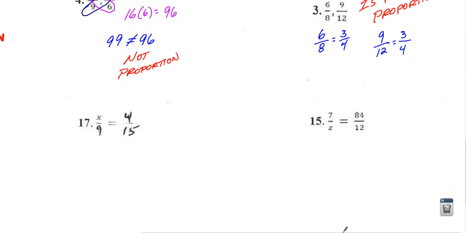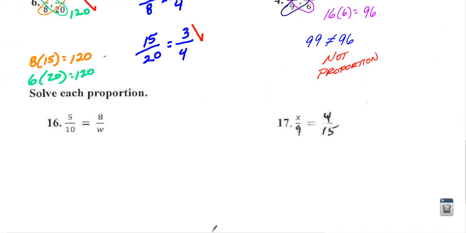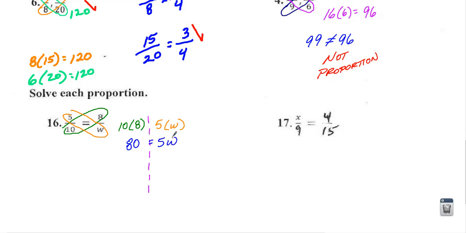The cross products is what we were using to solve proportions. So let's go down to the problem labeled number 16. And we're going to solve this. And this is where I gave you that example of putting the dashed line down. And you're going to multiply across. So you're going to have 10 times 8. And that's going to equal 5 times W. So 10 times 8 is 80 equals 5 times W is 5W.